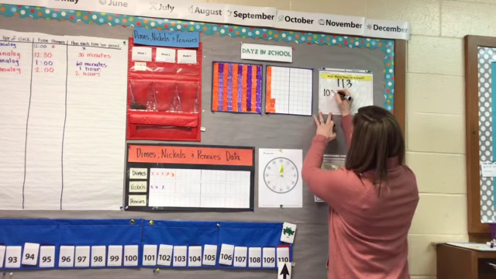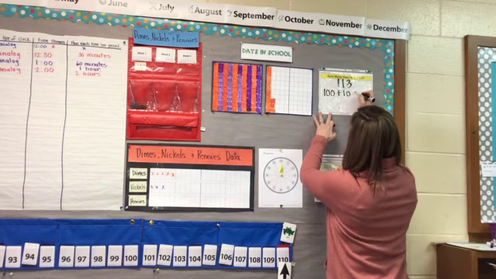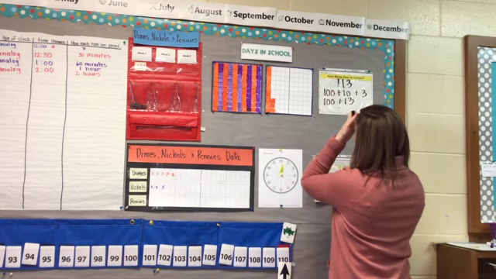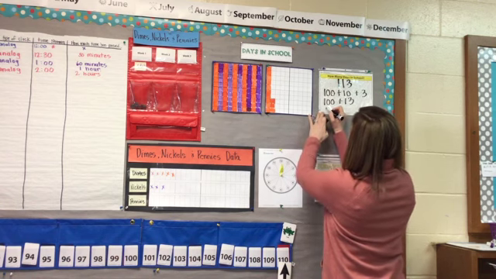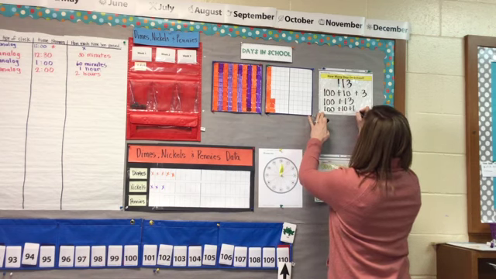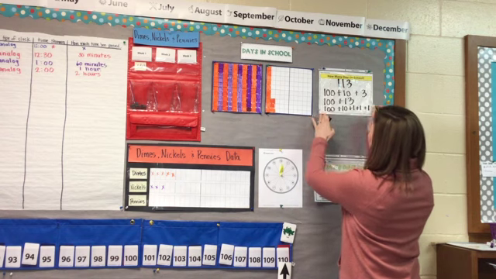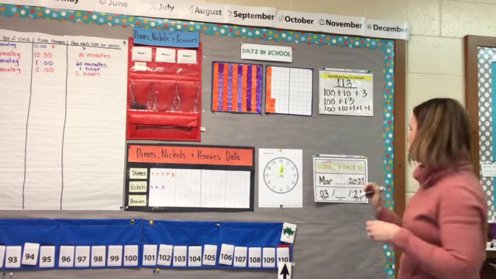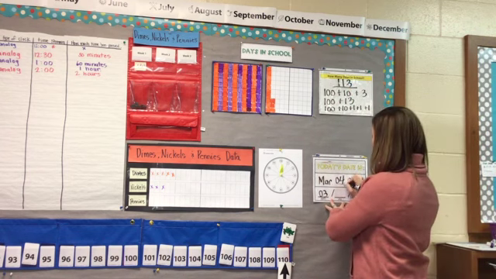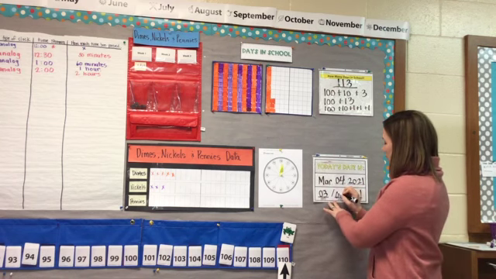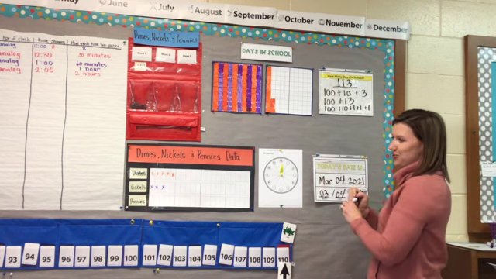So we could write 100 plus 10 plus 3. We could write 100 plus 13. And we could write 100 plus 10 plus 1 plus 1 plus 1. So many different ways that we could make 113. Today is March 4th, 2021. So your digital date is 3-4-21.